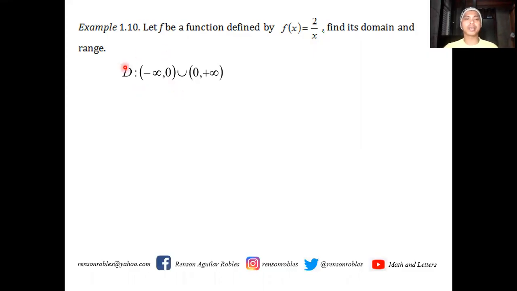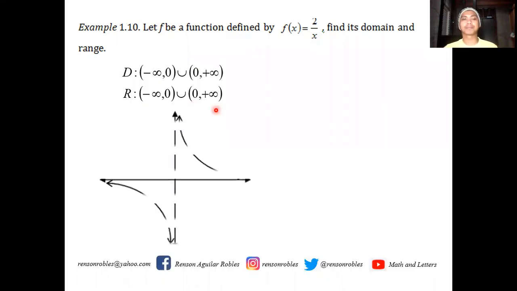Okay, now for the range, we have negative infinity to 0 union 0 to positive infinity. So this is how we draw the curve. You know that x cannot be 0, and y cannot be 0. That is the reason why the curve f of x equals 2 over x is asymptotic with respect to the x-axis, and also asymptotic with respect to the y-axis.